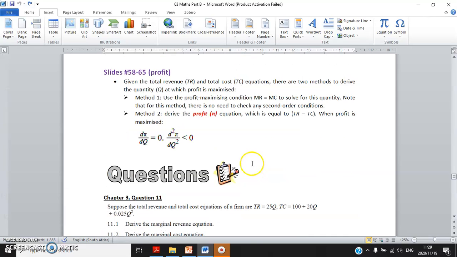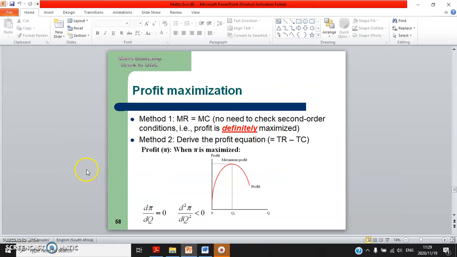Okay. And then the last one, the last economic application of differential calculus is profit maximization. You have two methods. The first one, derive marginal revenue and derive marginal cost. Remember the condition you learned from first year's economics, where marginal revenue equals marginal cost. Profit is definitely maximized. For this method, the advantage is that you don't need to check any second order conditions.